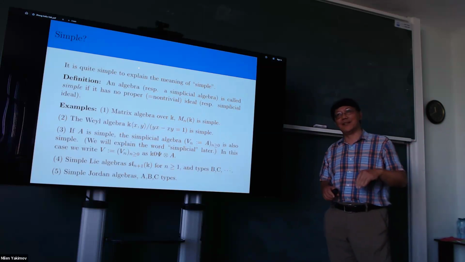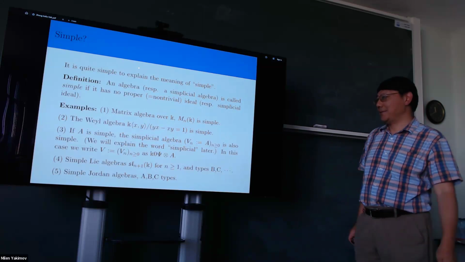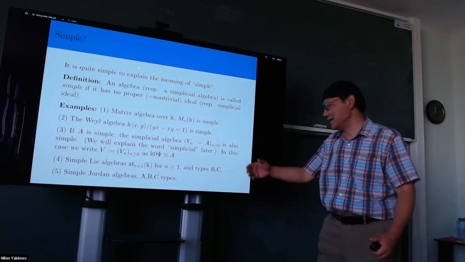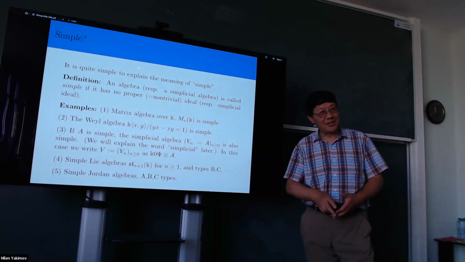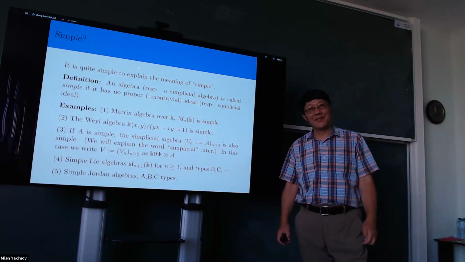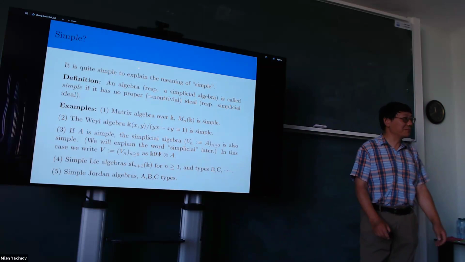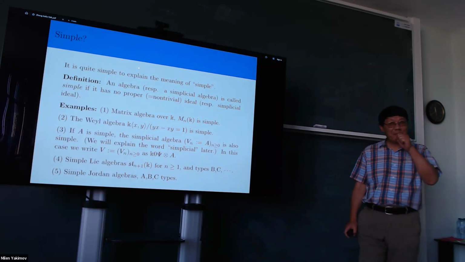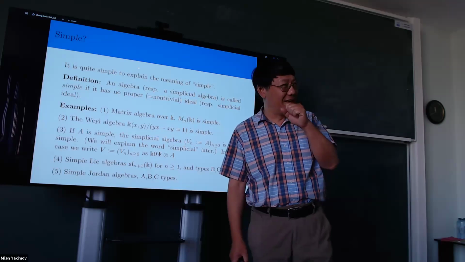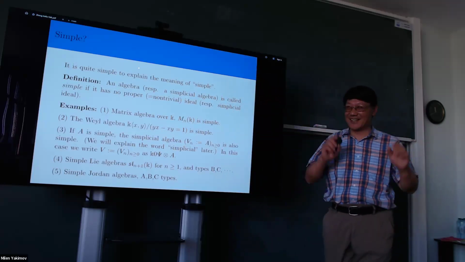So this definition applies to any algebra object. If there's no proper ideal, we call it simple. Simple Lie algebras, the finite dimensional ones, are type A, B, C, D. Jordan algebras, also the finite dimensional ones, have some classification. So there are lots of examples of simple algebras. Remember, when I say algebra, I'm not talking about associative algebra only. Any algebra we're talking about.